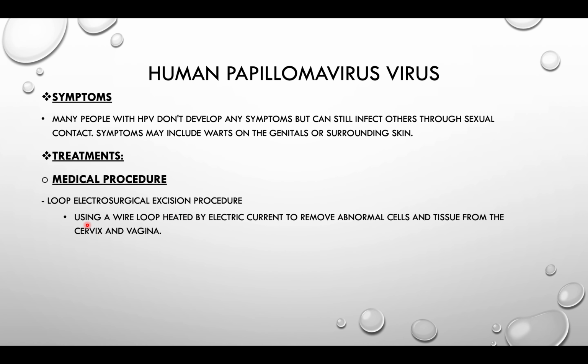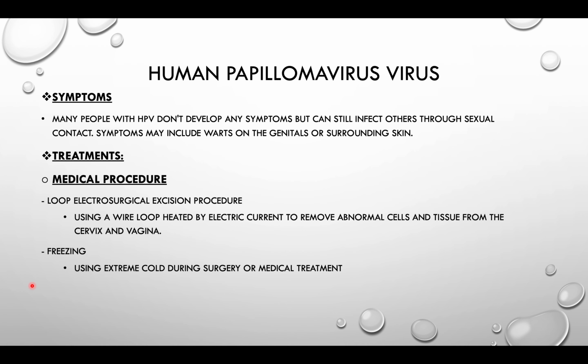This is using a wire loop heated by electric current to remove abnormal cells and tissues from the cervix and vagina. As you will see further in the picture on my next slide, they get little warts around the vagina or inside the cervix, so they will try to remove them.